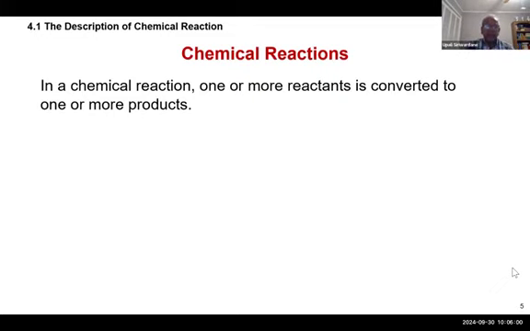A chemical reaction is where one or more reactants is converted to products. Reactants are found on the left side of the chemical equation. Products are found on the right side of the chemical equation. Anything that reacts is called a reactant, and what is produced is called a product. So reactants are the starting compounds, and products are the ending elements or compounds.